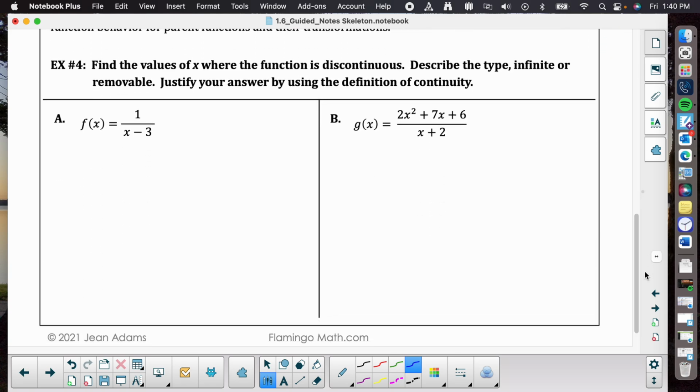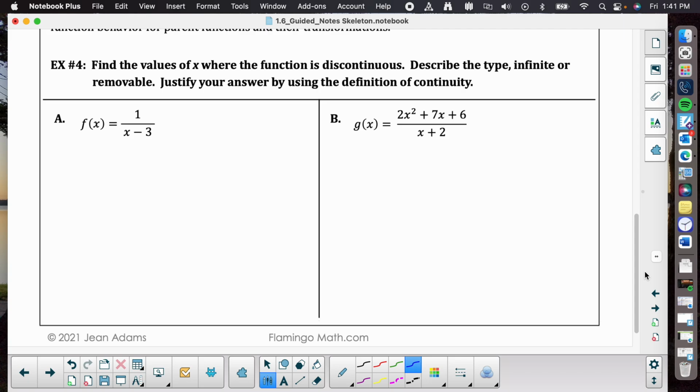Okay, now we no longer have a graph. Whether that's better or worse, I don't know. Probably worse, but we'll go with it. 30. Follow along right with us. We are trying to figure out where this function is discontinuous and what type of discontinuity it would be.